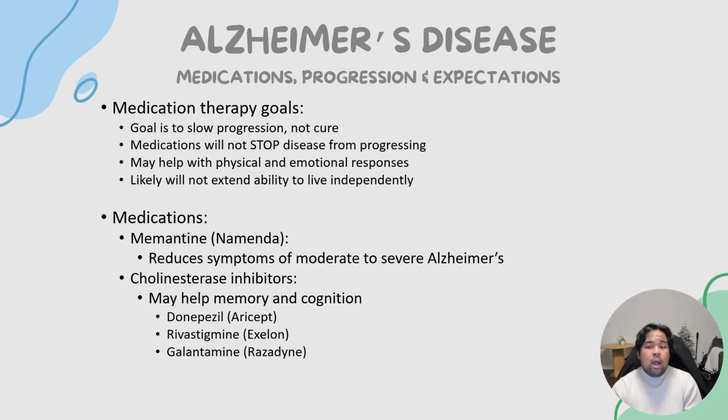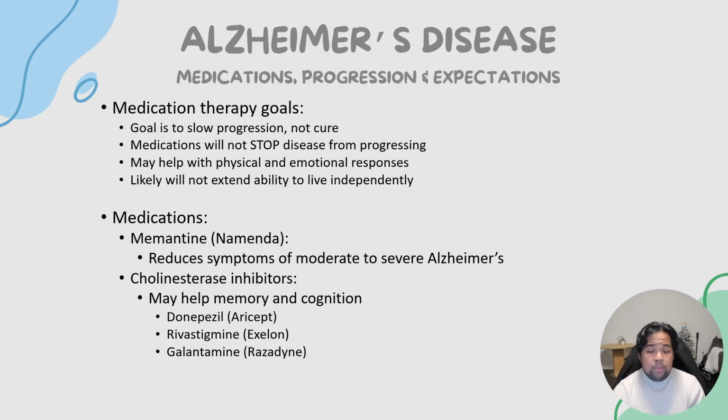All right, as far as medications and the progression of this disease, I want to let you know the main thing is that we want to slow the progression. It's not a cure, okay? We just want to slow it. They are going to progress in this disease, but we want to slow it as much as we can. It will not stop the disease from progressing, unfortunately. I wish it did, but it doesn't, right? It might help with their physical and emotional responses, and again, it's really to increase their quality of life.